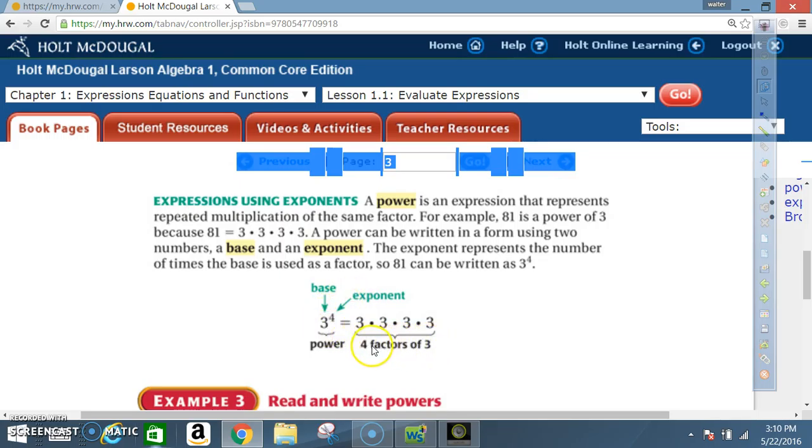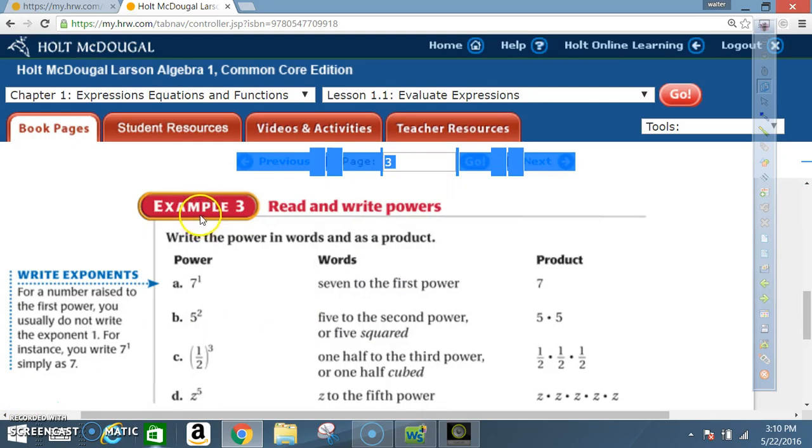4 factors of 3. So 3 times 3, that's 9. 9 times 3, that's 27. 27 times 3 is 81. 3 times 3 times 3 times 3. Once again, the 3 is the base, and the 4 is the exponent. Example 3, read and write powers.